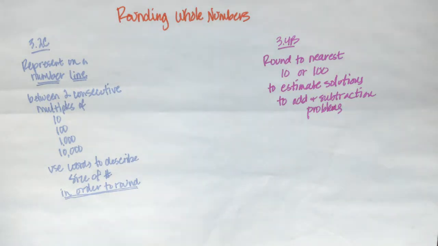In this video, we are going to talk about the two standards that go with our rounding whole numbers unit. Both of these are supporting standards, but they are both critically important to developing a student's number sense and understanding of the magnitude of numbers. So we have 3.2C and 3.4B. In 3.2C, our students are required to represent on a number line.